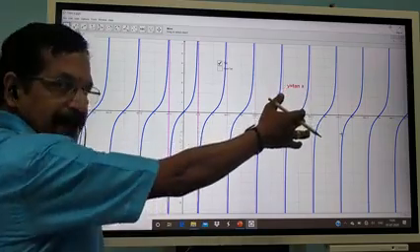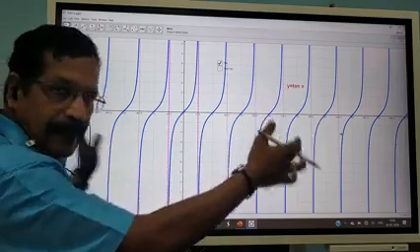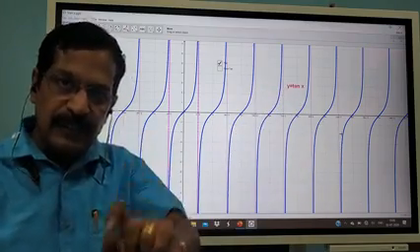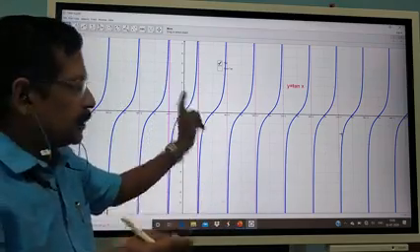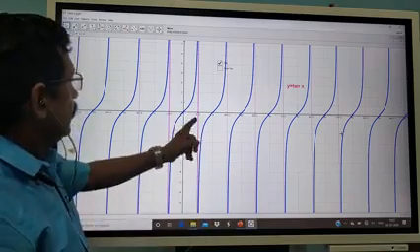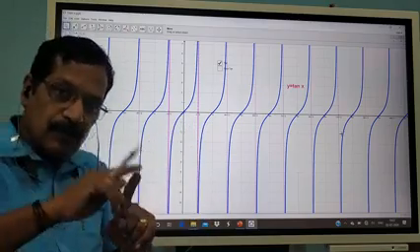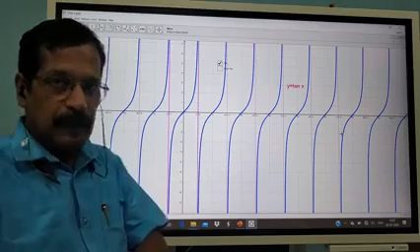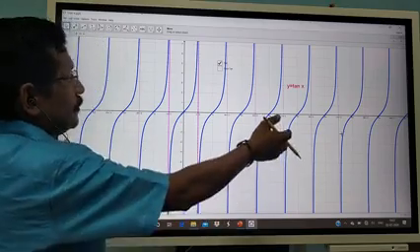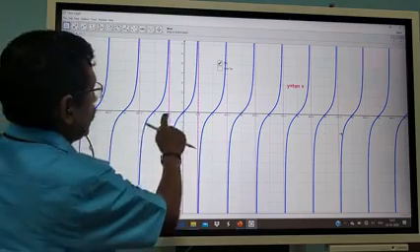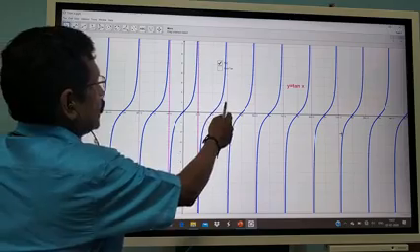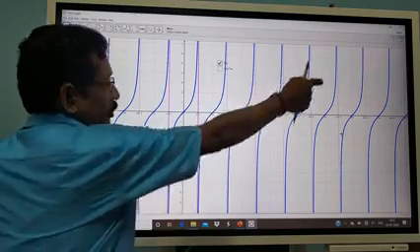So, if you take the entire real numbers, the tangent function can be defined from R to R, I will explain in that slide. But we have to restrict this domain to minus pi by 2 to plus pi by 2, or pi by 2 to 3 pi by 2, or 3 pi by 2 to 5 pi by 2, etc.